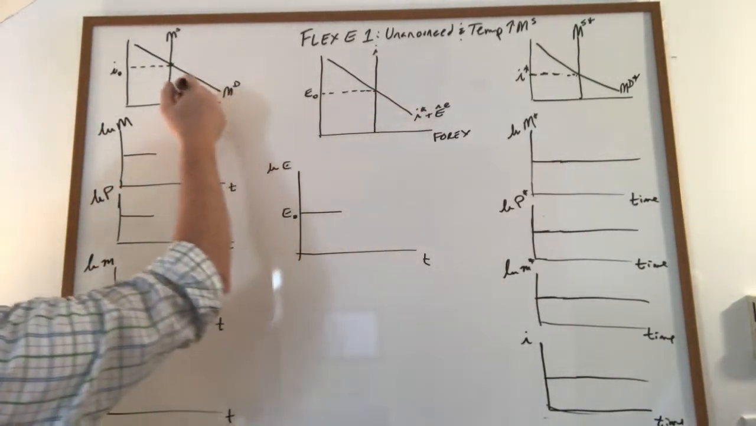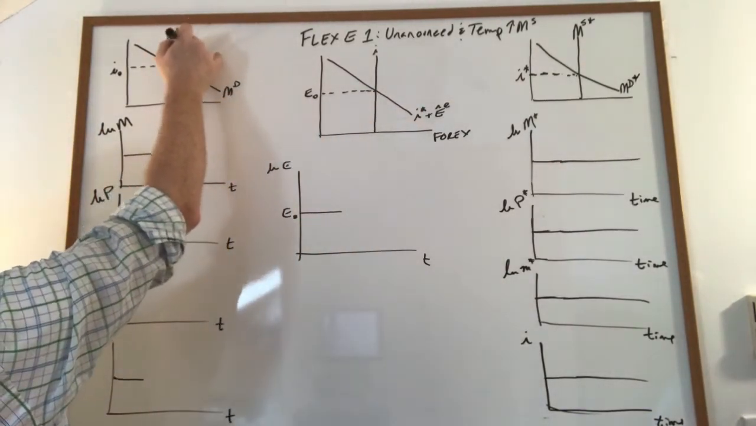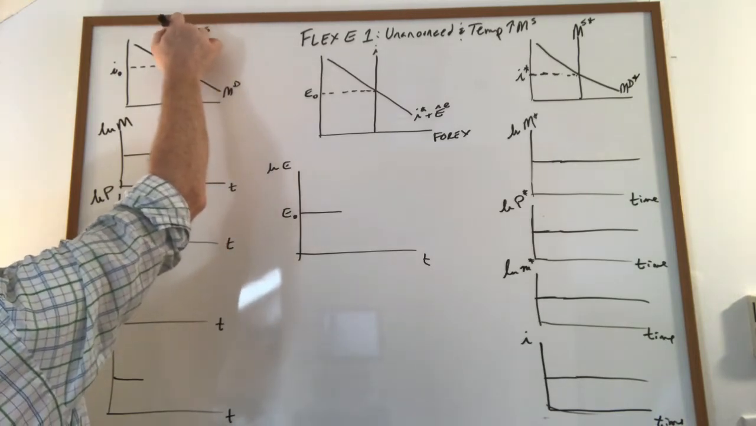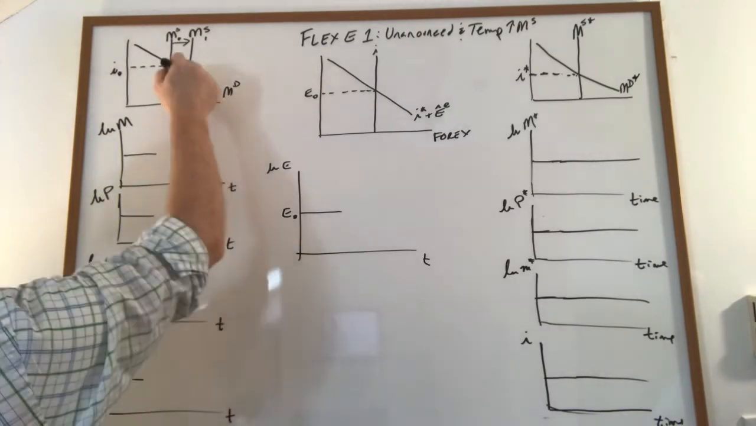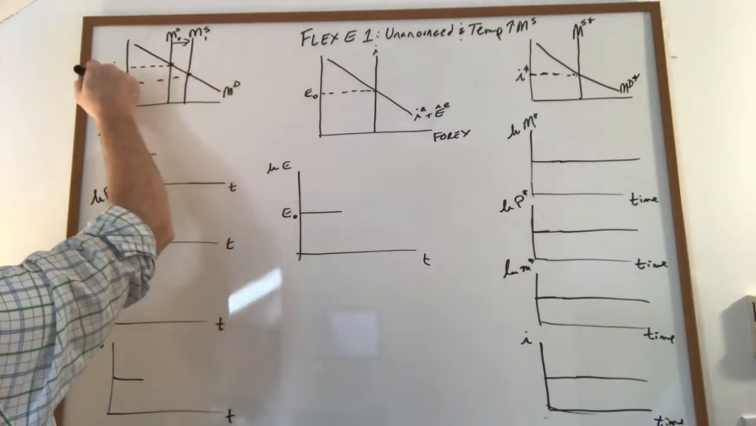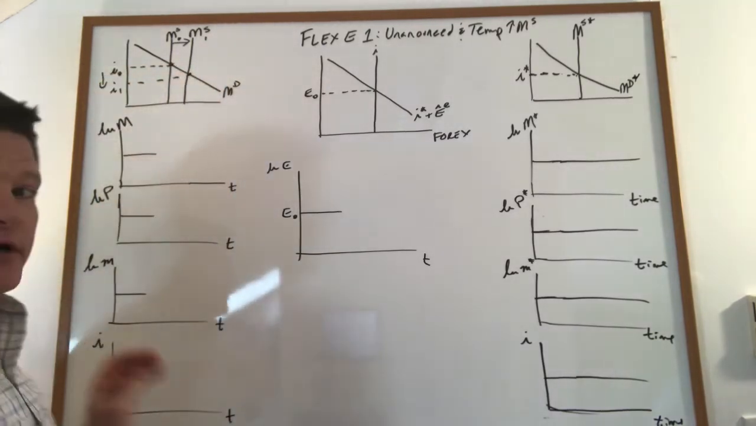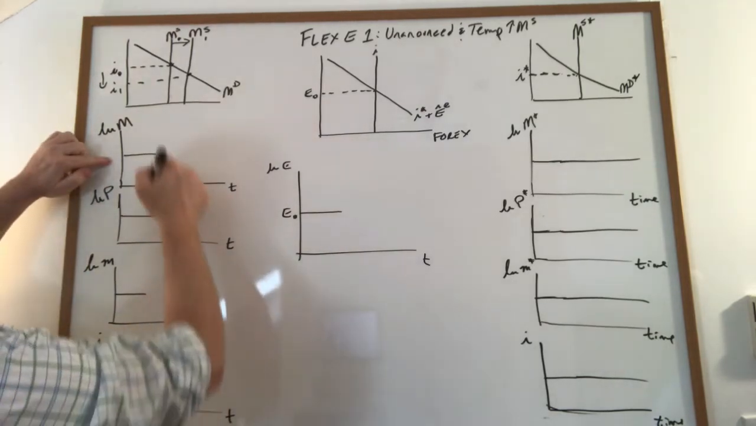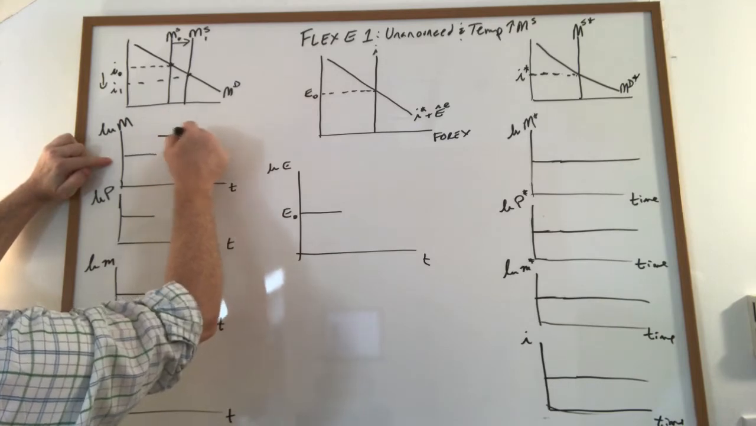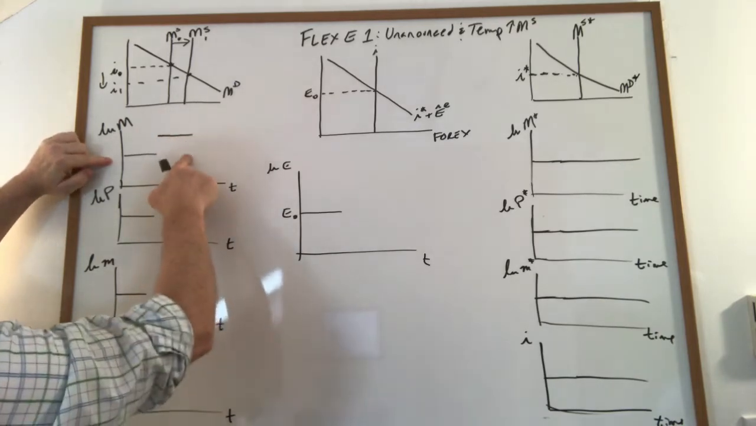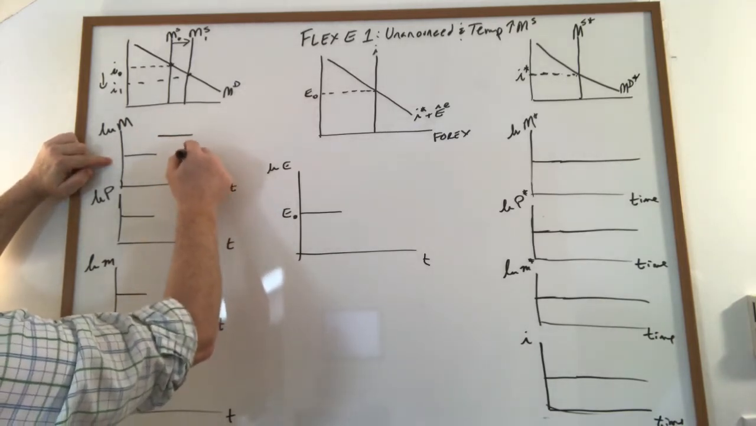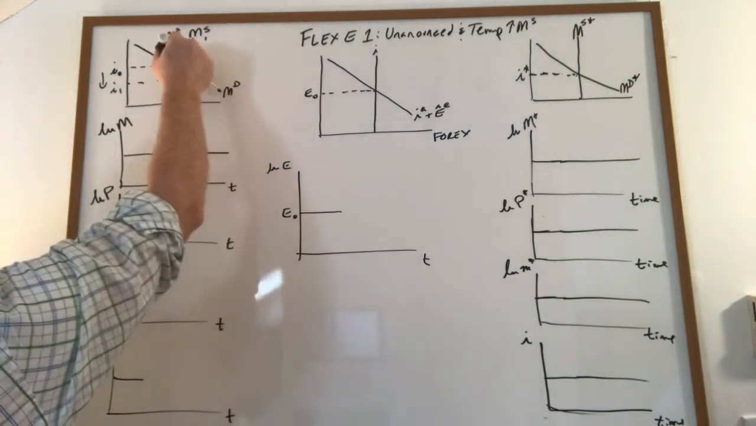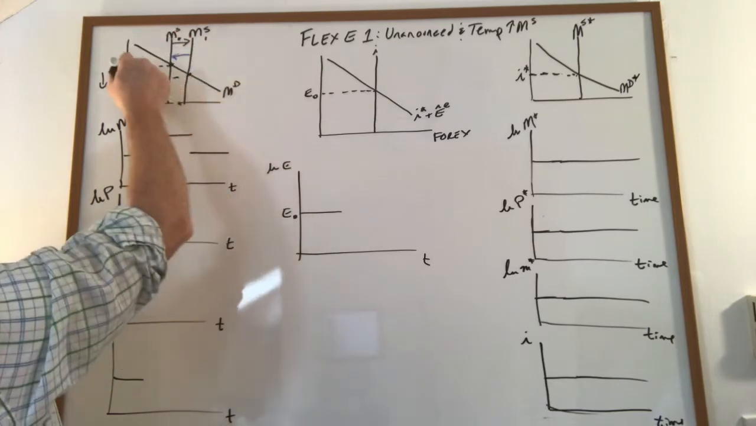Now, an increase in the nominal stock of money increases the money supply to here. The effect of that is to lower the interest rate. When we graph that time path, we see that money supply is increased, but it's temporary, so it eventually returns to its old level.